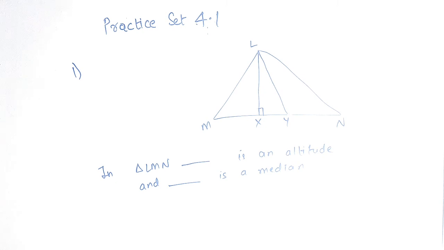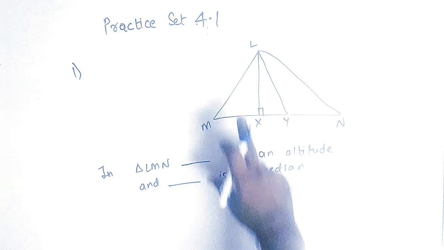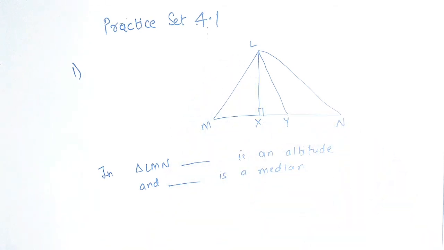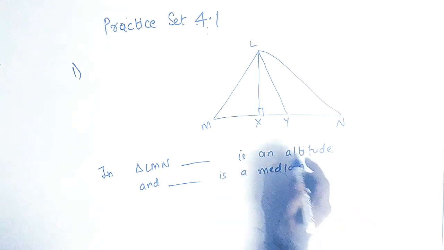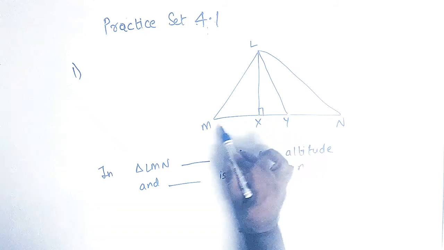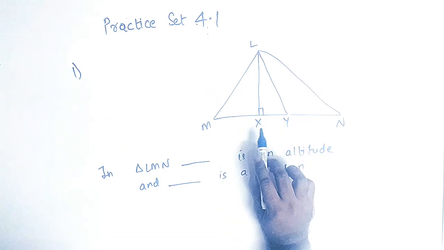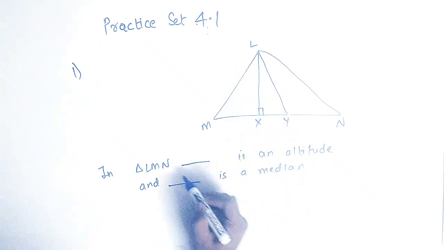Practice set 4.1, standard 8. First one given is triangle LMN. You can see, dash is an altitude. Altitude is always perpendicular to the base. The second name of altitude is height. So which one is the altitude?